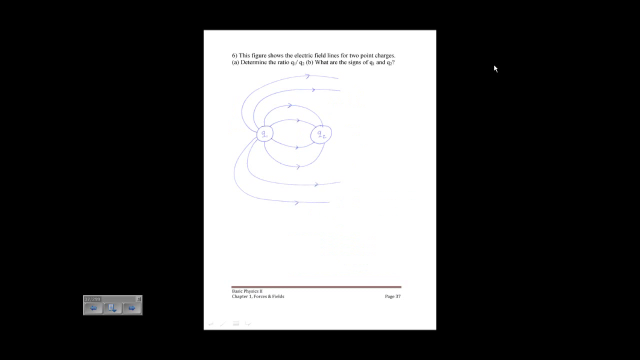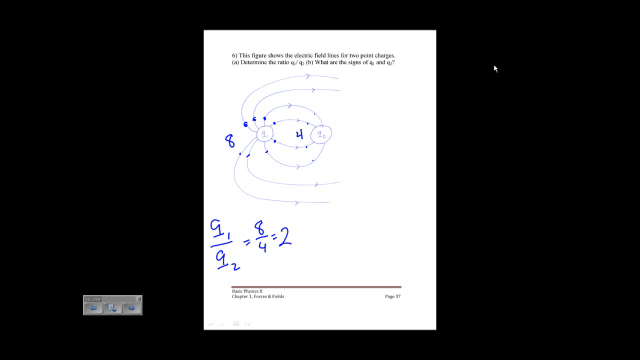Alright, this figure shows the electric field lines for 2-point charges. What is the ratio of Q1 to Q2? What are the signs of Q1 to Q2? In this case, you want to count the lines for part A. You have 1, 2, 3, 4, 5, 6, 7, 8 lines over here, and 1, 2, 3, 4 lines over here. The ratio of Q1 to Q2 is just the ratio of the number of lines. That is 8 over 4, which is 2. Q1 has twice the charge of Q2.